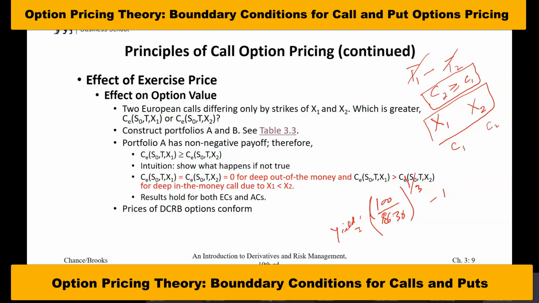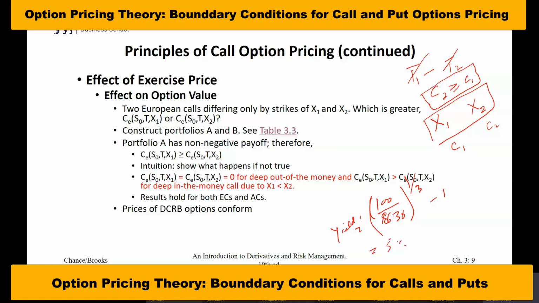Okay, it is annualized. If I do this, it will be exactly, I think, the 5% I get. 100 divided by 86.38 raised to the power 0.33 minus 1. So it is 5%. We did the same in our calculation.